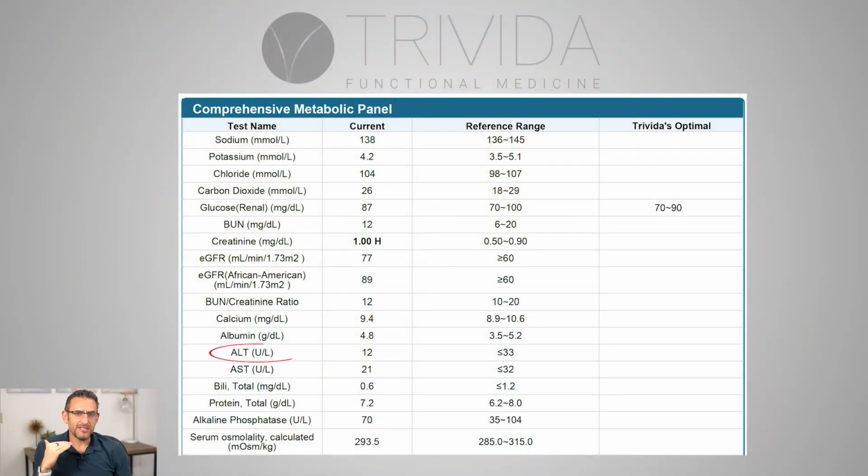AST and ALT, or ALT and AST, are liver markers, liver enzymes. If your liver is irritated or broken down for some specific reason, or you have fatty liver, or something's going on in your liver that's degenerative or a problem, these numbers will be high. Then we have to figure out why that's happening. Is it alcohol consumption? Is it a virus like hepatitis? Is it bacteria? Is it fatty liver? We have to figure that out.